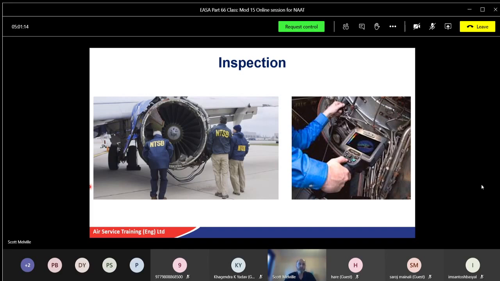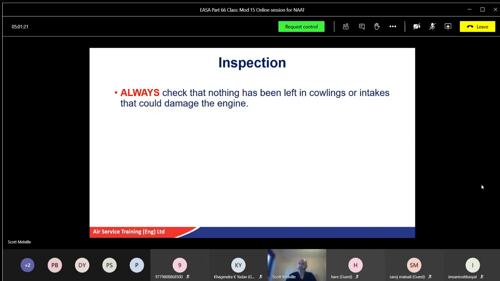But initially, before we go and get things sorted, we have a visual inspection. Always have a good look. Always check that nothing has been left in cowlings or intakes that could cause damage to the engine. Easily done. You might be working with tools, so every time you finish a job, when you sign for a job on a job card, you're also signing to say that you've done a 100% tool check. The best thing to do is don't finish off the job card until all your tools are away.